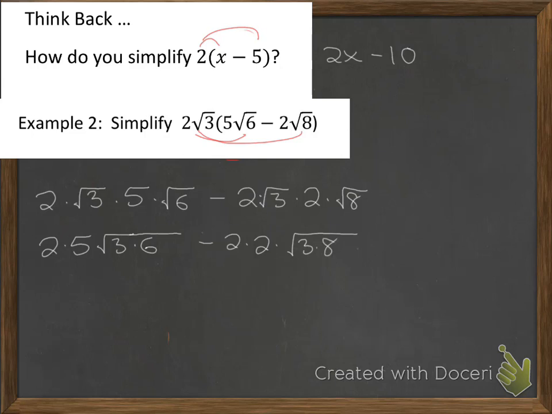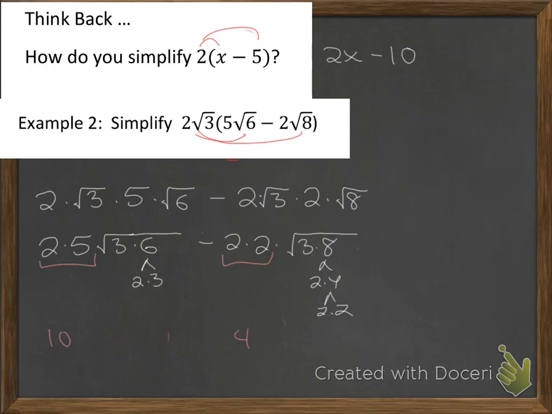Okay, again, resist the urge to multiply, guys. Instead, we're going to divide. We're going to factor out these numbers. Okay, so 2 times 5 is 10. That's pretty simple. 2 times 2 is 4.